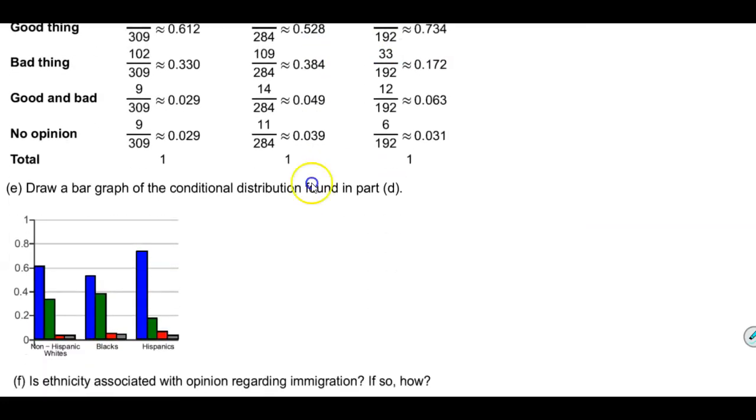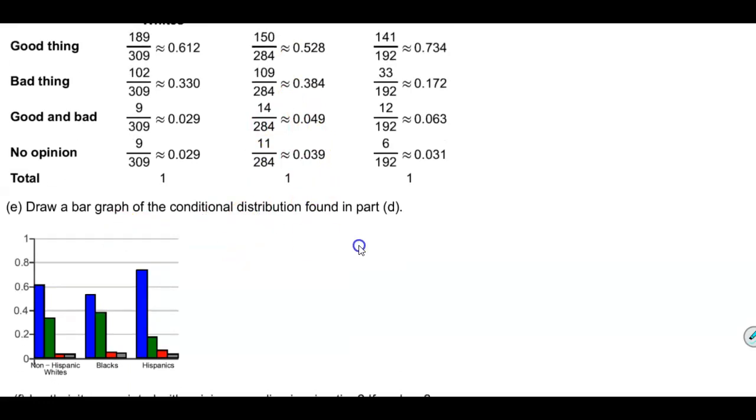And so we want to draw a bar graph of the conditional distribution found in part D. If you notice here where it says a good thing for the non-Hispanic whites, you have a total of 0.612, so that's where it ends for the blue bar. For bad thing, we have 0.330, which is located right here in the green bar. The red is where it says good and bad and no opinion. They both had the same amount, so that was the same.